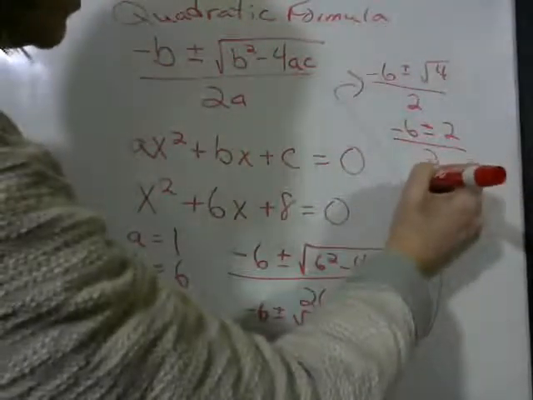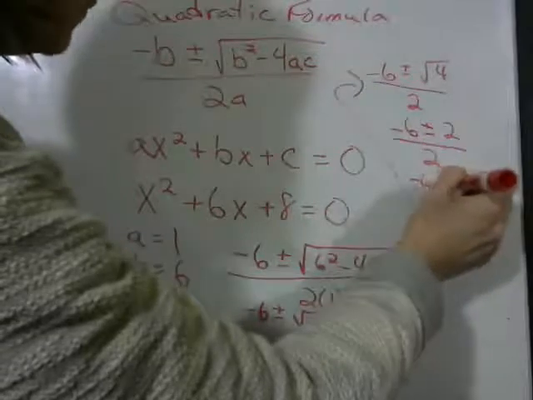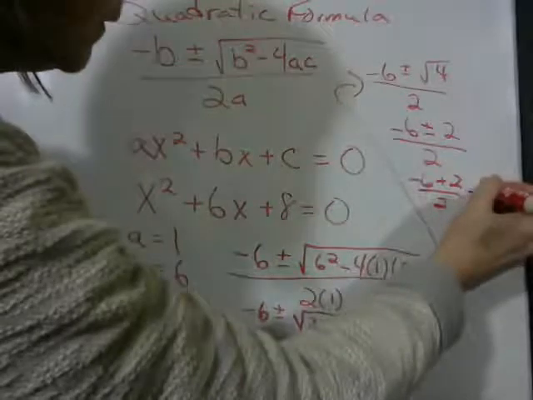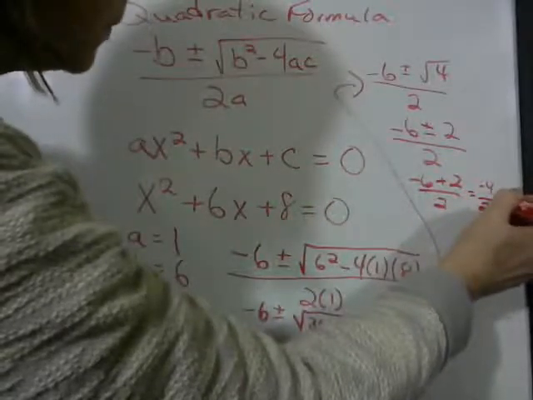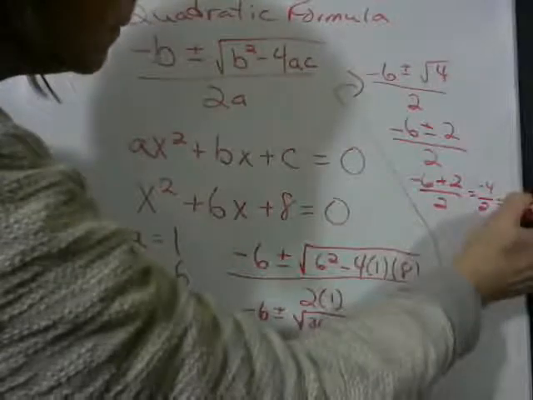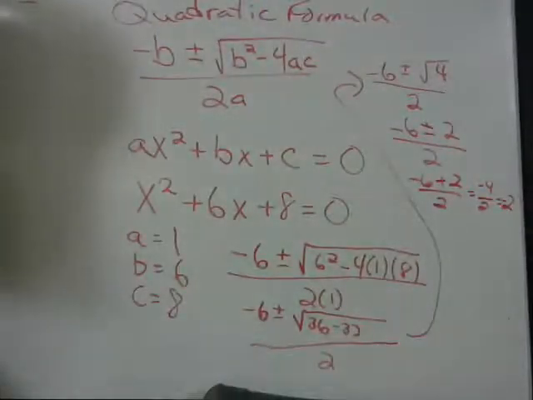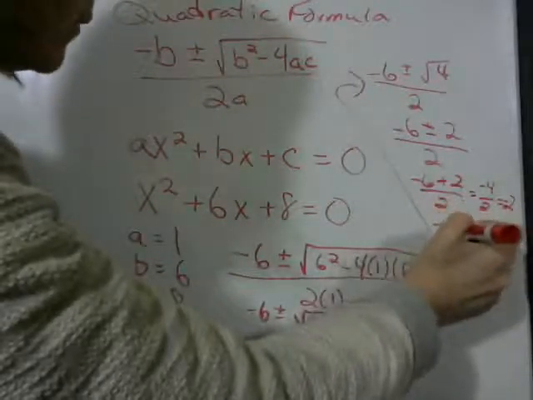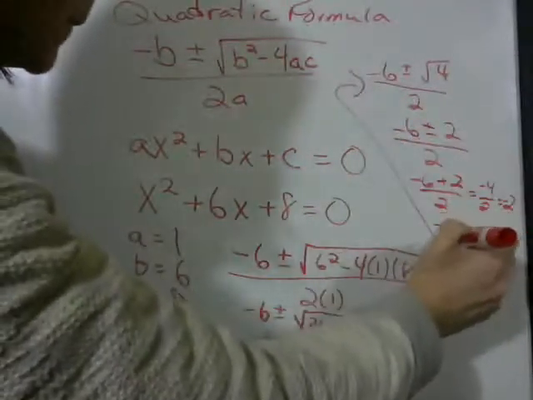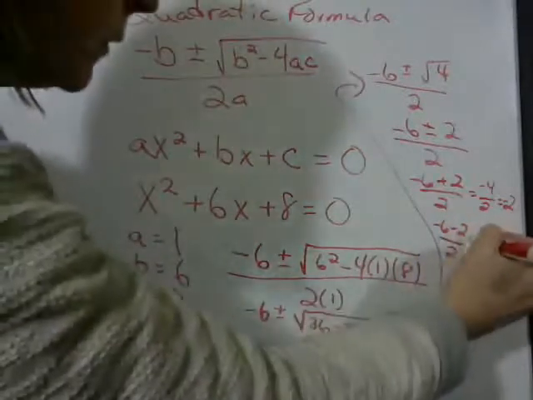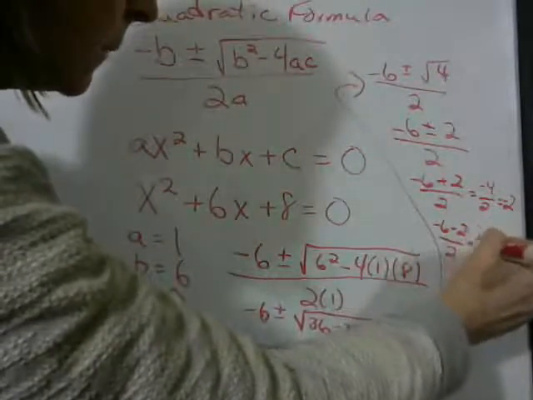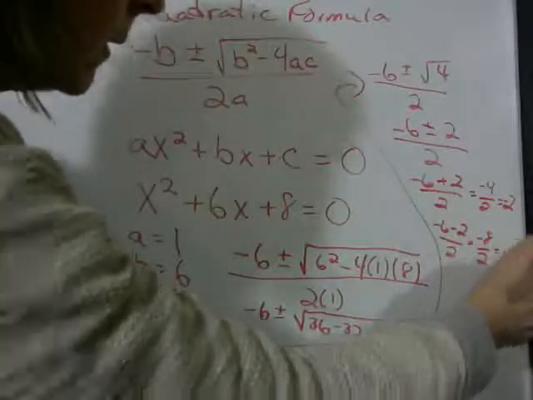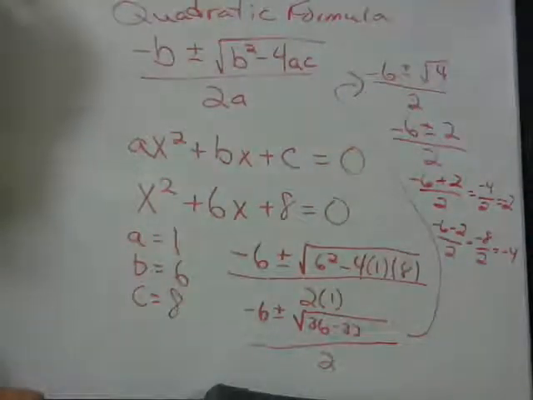We have one which is negative 6 plus 2 divided by 2. So what's negative 6 plus 2? Negative 4 divided by 2 is negative 2. So that was negative 6 plus 2. Now we have to do negative 6 minus 2 because it's plus or minus, divided by 2. What's negative 6 minus 2? Negative 8 divided by 2. What's negative 8 divided by 2? Negative 4.